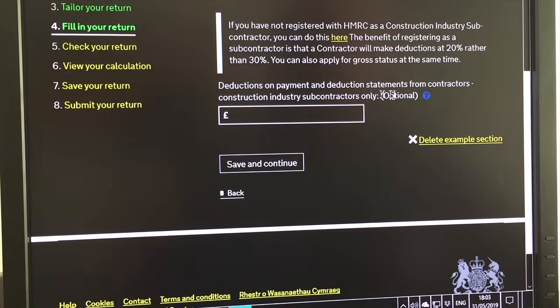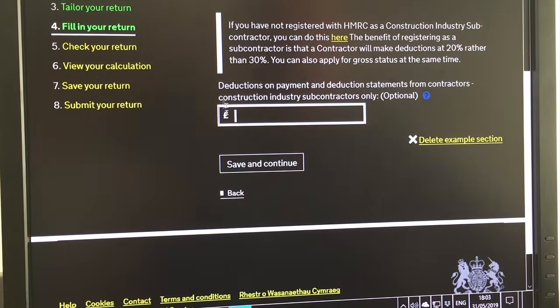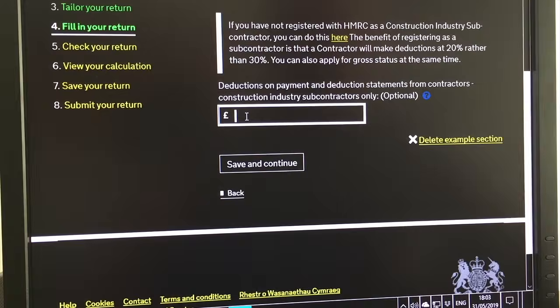Subcontractors, yeah. So it says optional, but you're going to need to put it in if you have had it. Otherwise, it won't take account of it. So I don't know why it says optional. So you would put your figure in there. I'm not going to put it in. Well, actually, no. Let's put some in.